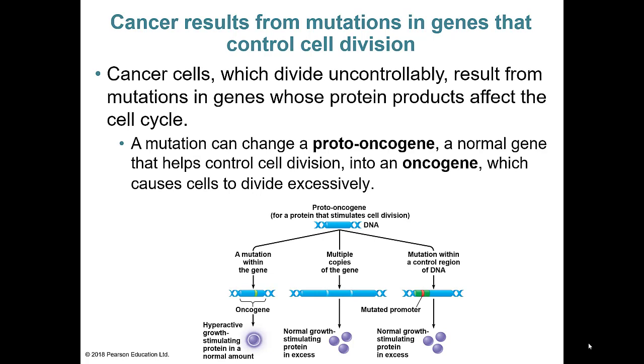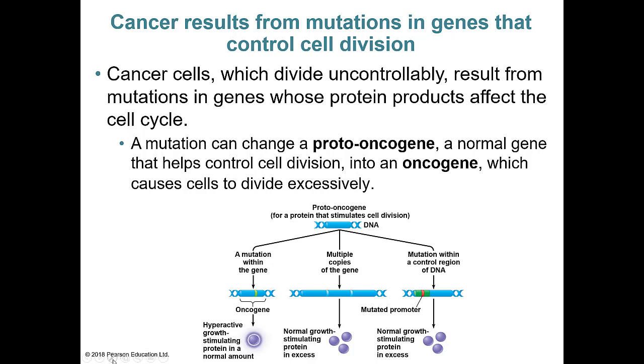This is a normal gene that controls cell division or helps control cell division. But if that gene has a mutation, it can be converted into an oncogene, which causes that cell to divide excessively. And that then can lead to the formation of a tumor because we have uncontrolled cell growth.